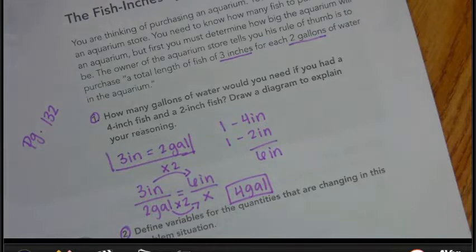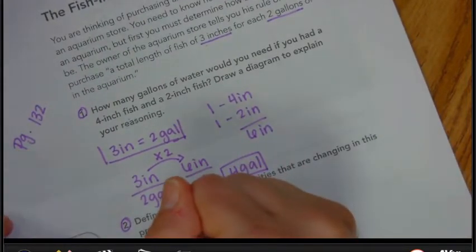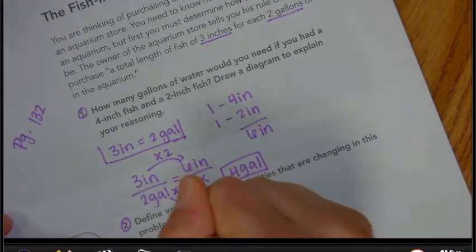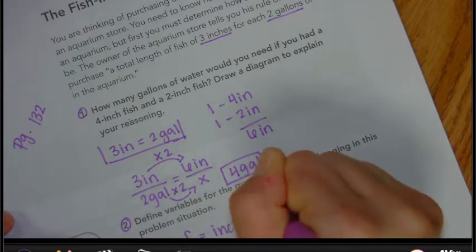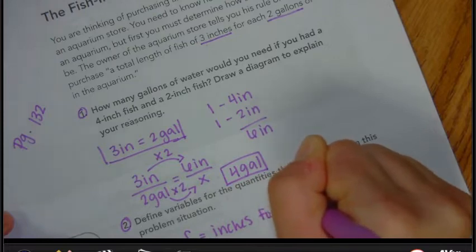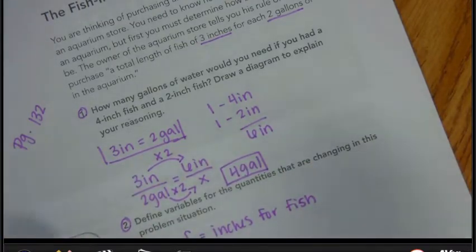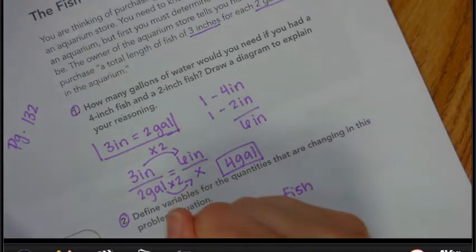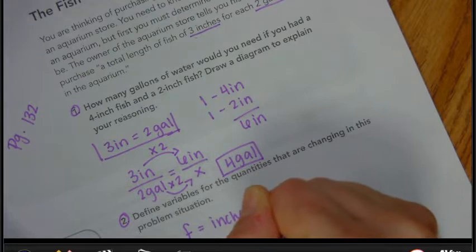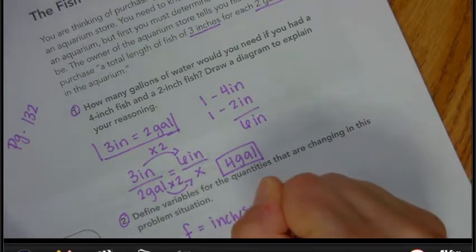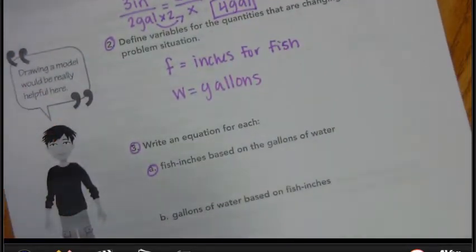4 gallons. So define variables for the quantities that are changing in my problem. All right, so we're going to let F equal the inches for fish. And we're going to let W equal the gallons. I'll write it out. W equals the gallons.